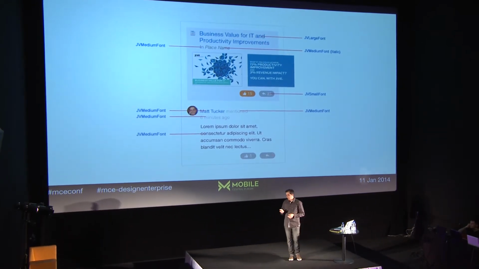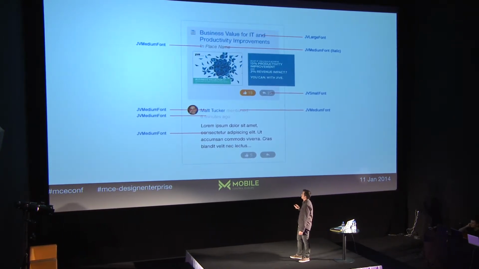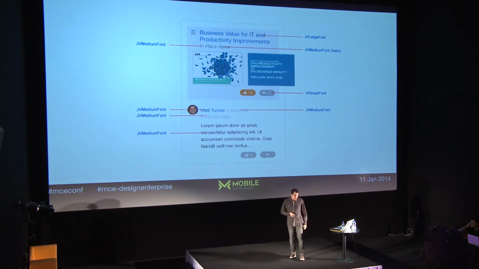And then the other thing, we also point out all of the JV medium font, and we do the same thing for colors too. So there's another document that shows this is JV blue color, this is JV light gray.